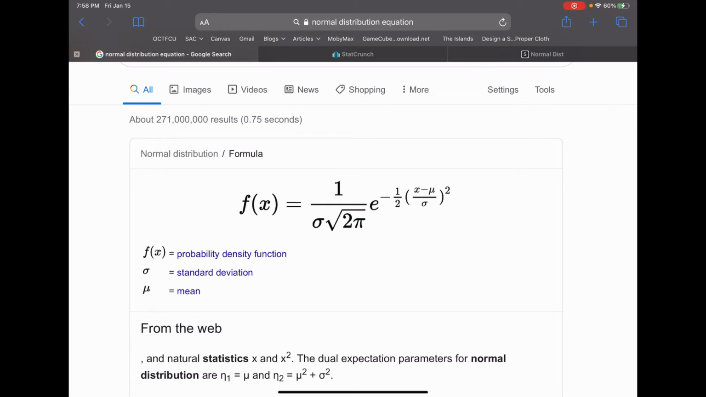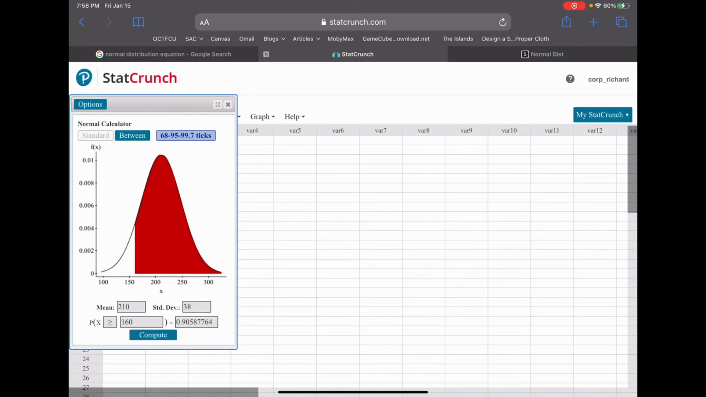Some of your previous instructors might have had you use tables and z-scores. I'm not going to use that method either. I'm going to stick to technology like StatCrunch or the free app.